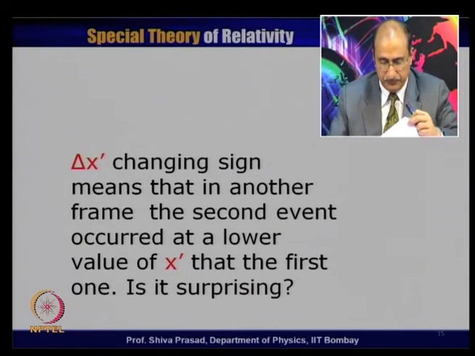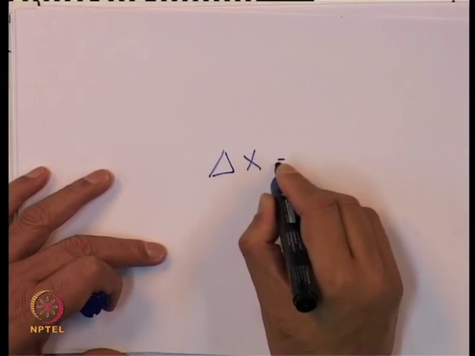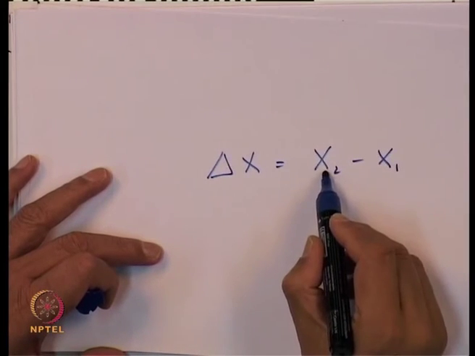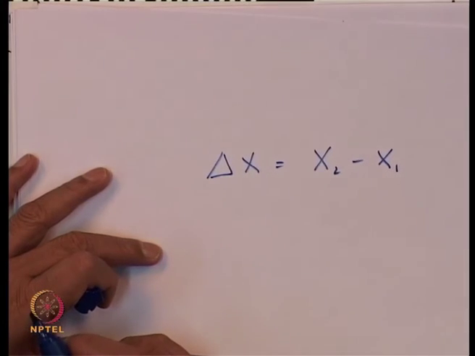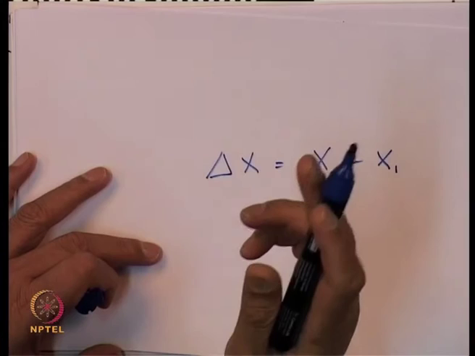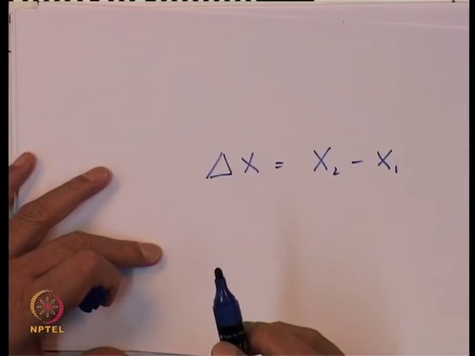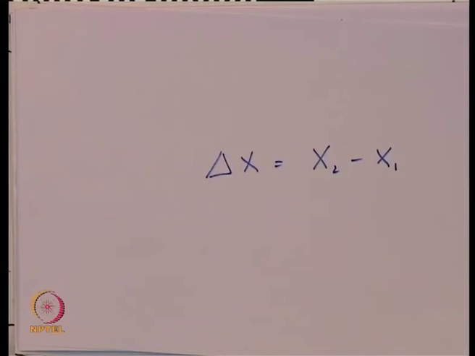See, remember, delta x was equal to x2 minus x1. So, if x2 becomes smaller than x1, then delta x will turn out to be negative. All that it means is that in another frame of reference, x2 turns out to be smaller than x1. Okay, that is not very surprising. Let us just look at a very simple classical example. Let us forget about relativity, let us look classically. Even classically, it is possible to see that delta x could change sign.